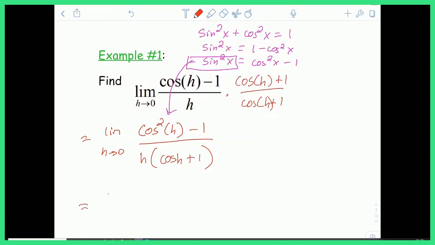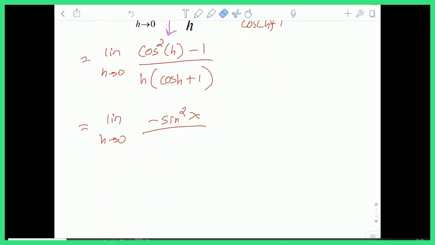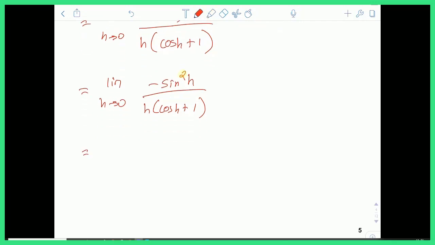So this equals the limit as h goes to 0 of negative sine squared h over, I'm going to push this down, actually this should be an h as well, keeping the h's in this problem, over h times cosine h plus 1. Now since I have sine squared, that means I have two copies of sine. So what I'm going to do is break them up. So let's do the limit as h goes to 0. Let's use one of the sine h's, and in the denominator, let's use the h. Because I recognize this as h goes to 0 as my theorem.